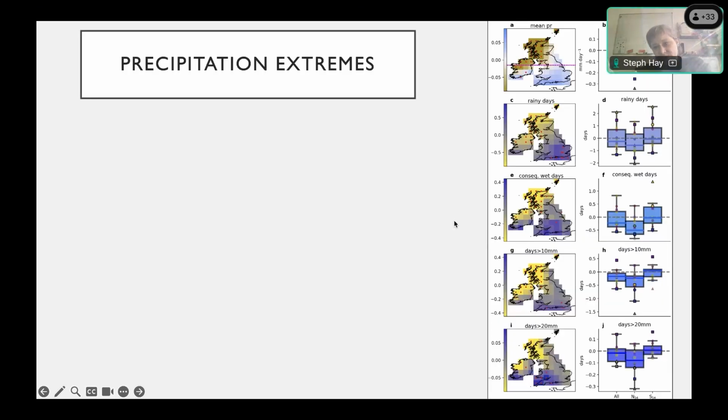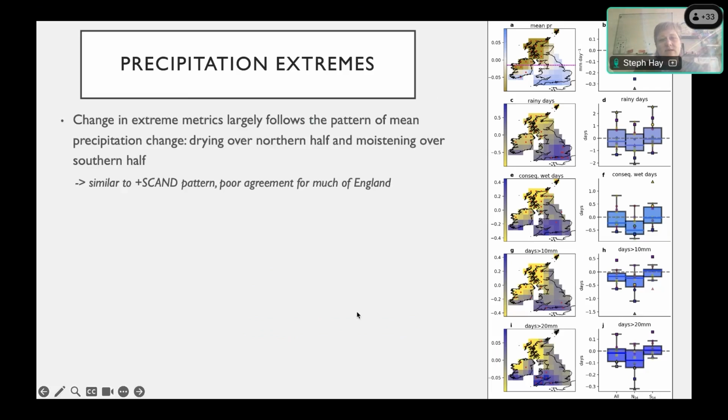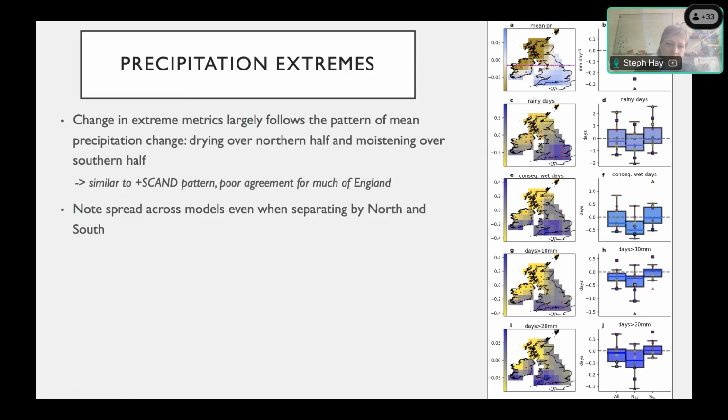Briefly look at precipitation extremes. The mean and extremes all follow this sort of pattern that looks like the positive Scandinavian pattern, where you have a dry kind of northwest and a moist kind of southeast. There's little statistical significance in this, and in particular, there's very poor agreement, which are the red dots, for much of England. So we can't really say too much about what would happen to precipitation under sea ice loss.